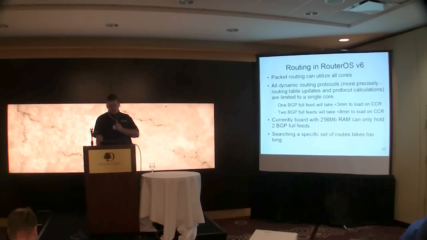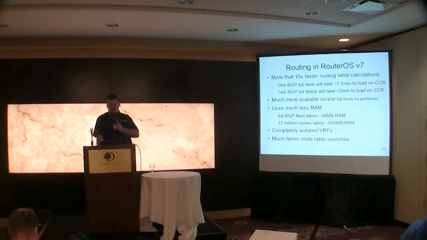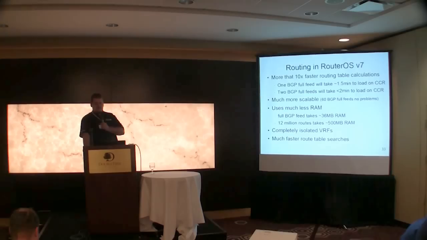What we are still working on in version 7, but some of the things we already have in alpha, and we are testing ourselves. So first of all, in version 7, we will have around 10 times faster routing table calculations. So the first BGP feed will still take 1.5 minutes, so 2 times faster, but every next one, if you learn 2, 3, 5, and so on, will take much less time. So they will scale much better.